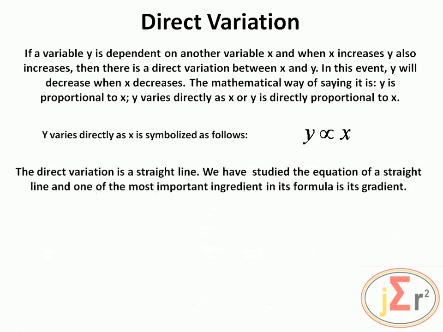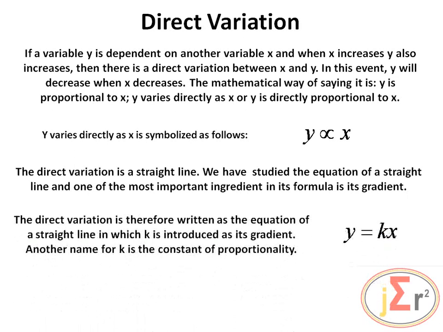The direct variation is a straight line. We have studied the equation of a straight line, and one of the most important ingredients in its formula is the gradient. The direct variation is therefore written as the equation of a straight line in which k is introduced as its gradient. Another name for k is the constant of proportionality.